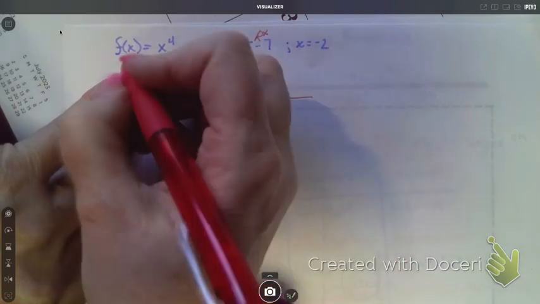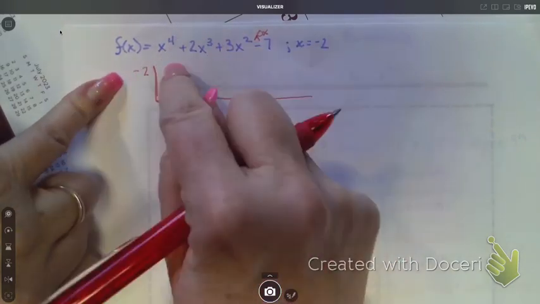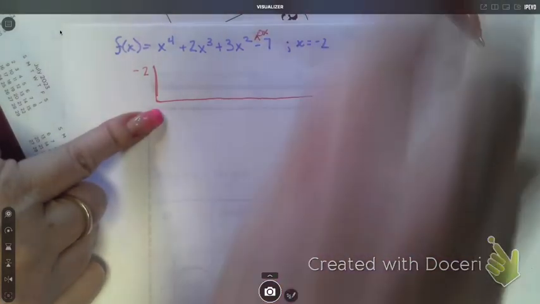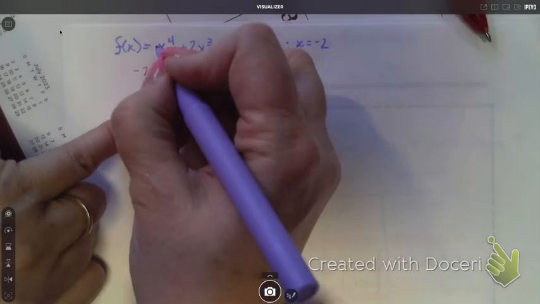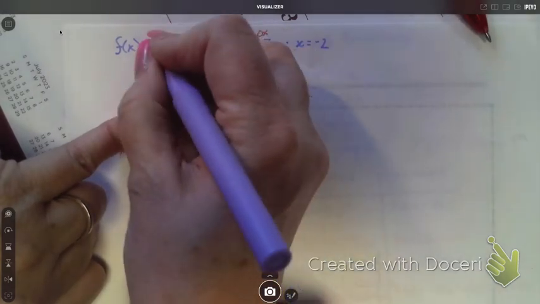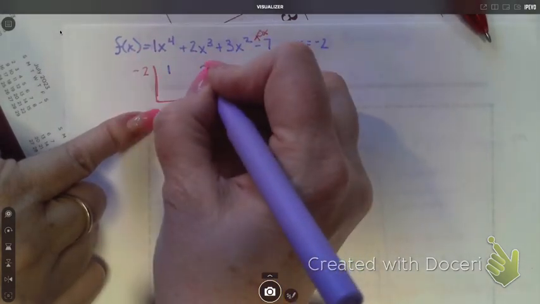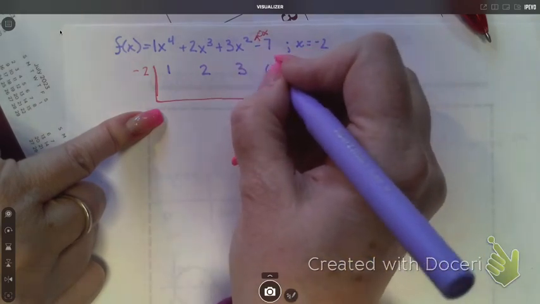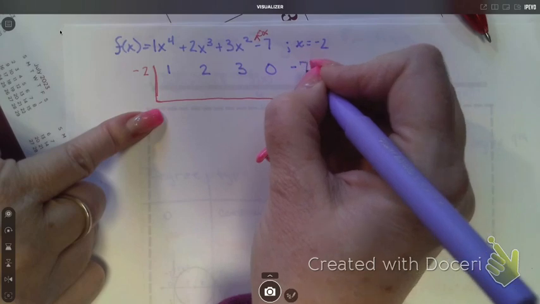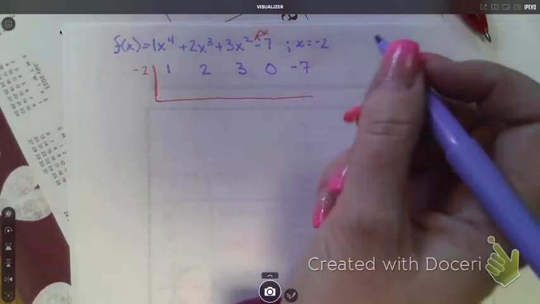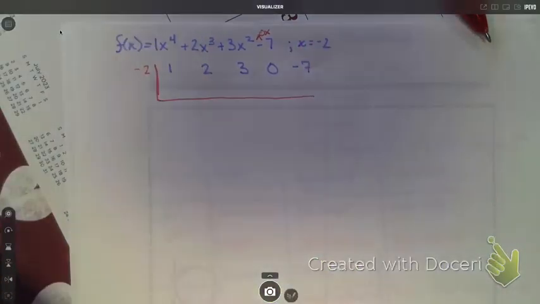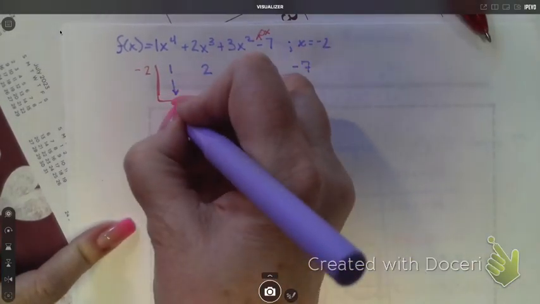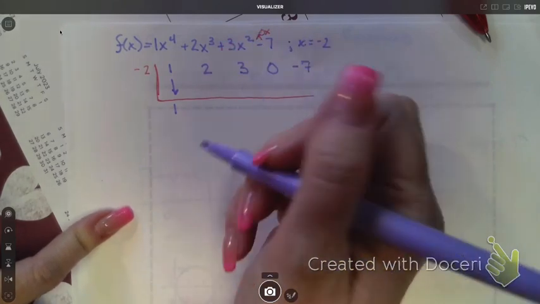-2. What goes across the top? The coefficients. So what's the coefficient on the first one? 1, 2, 3, 0, 0, -7. Okay, so now we drop the 1. So I get 1 every time you drop it.